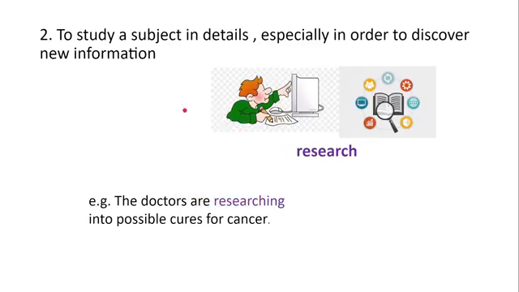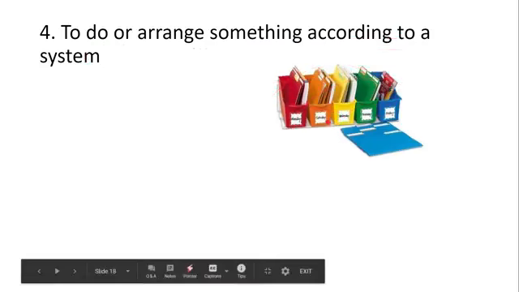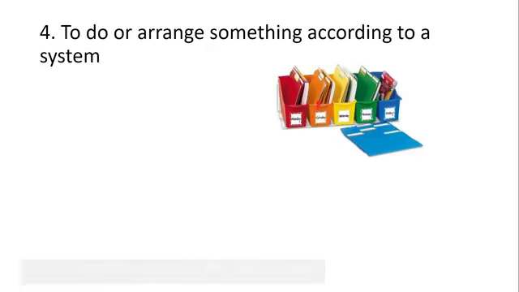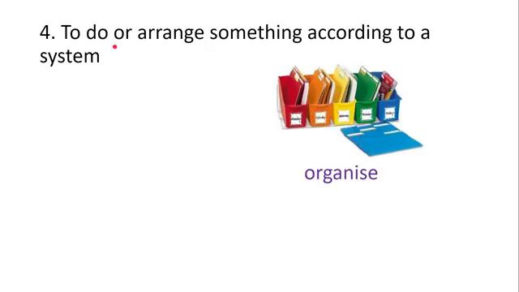Number 3, let's try another verb. To do or arrange something according to a system, like this one. Can you guess the word or tell me what the word is? Super. It's organize. Organize here is to do or to arrange something according to a system.